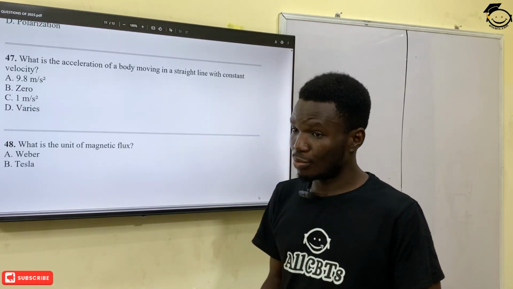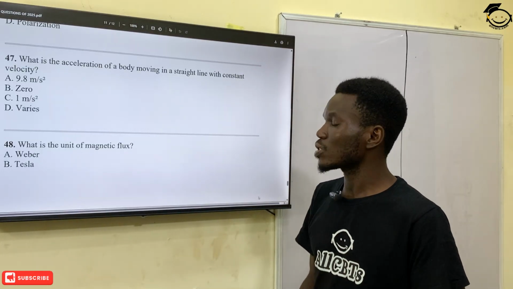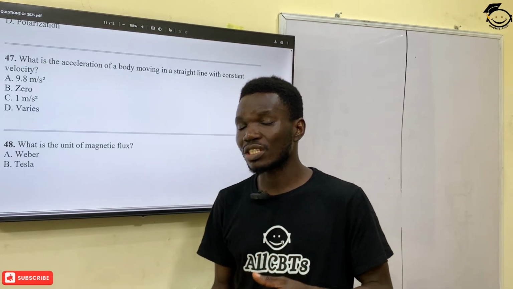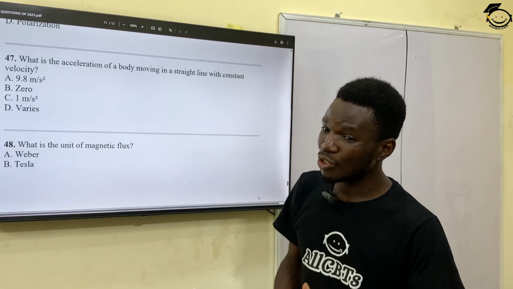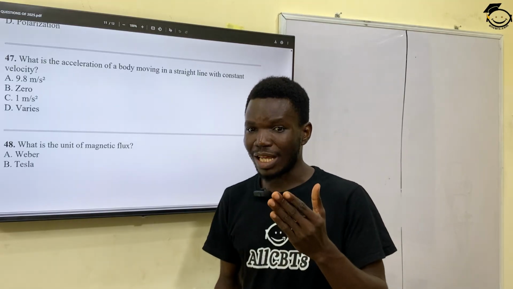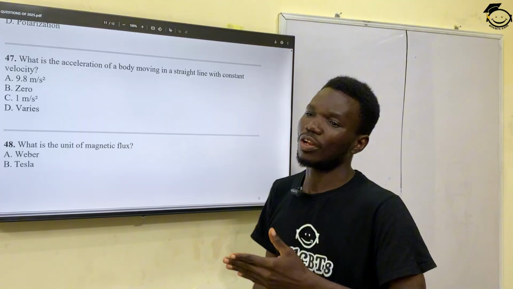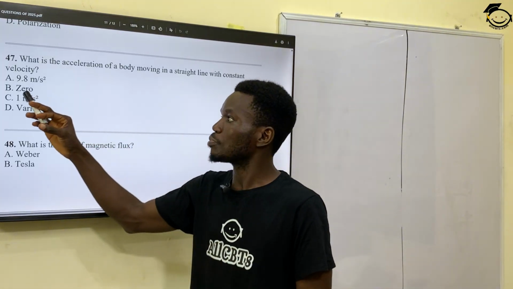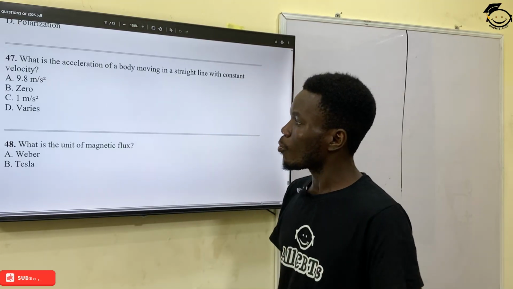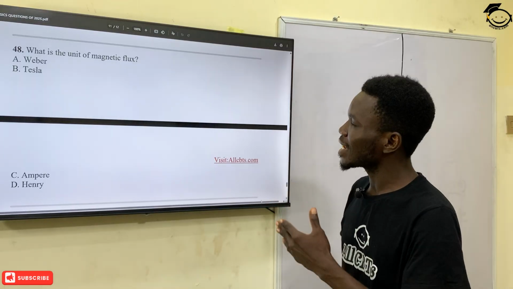So that is also question number 47, which says, what is the acceleration of a body moving in a straight line with constant velocity? So long as velocity is not changing, whenever velocity is constant, the acceleration is always 0, because acceleration is simply the rate of change of velocity. So if there is no change in velocity, it means there will be no acceleration. So the correct answer to that question is B, which is what? 0.